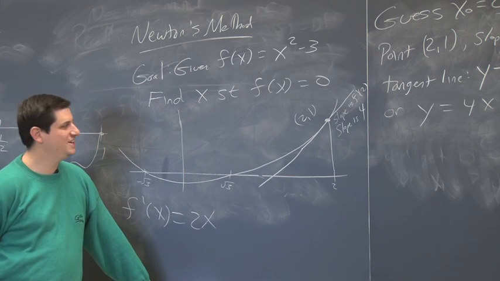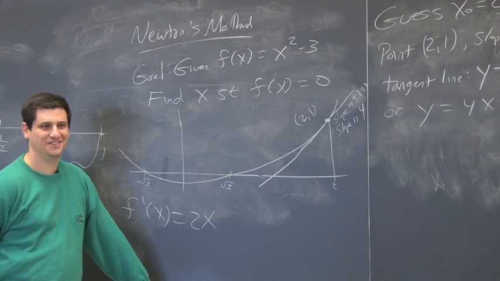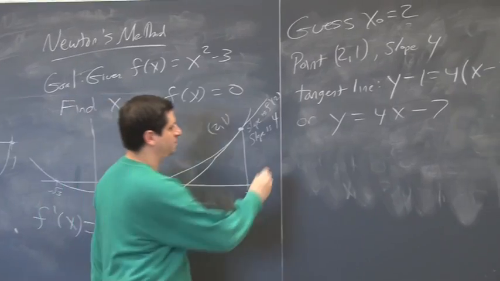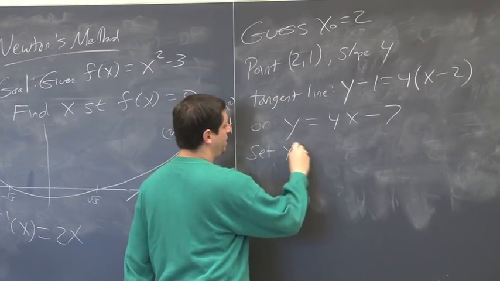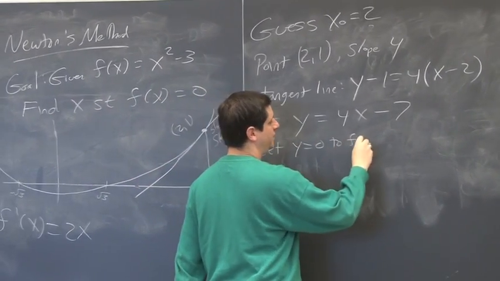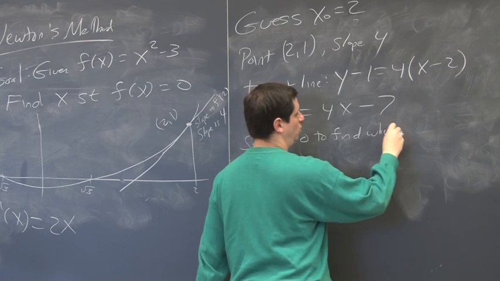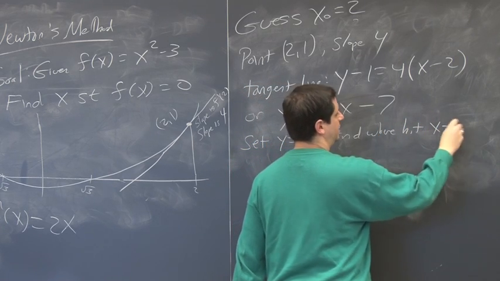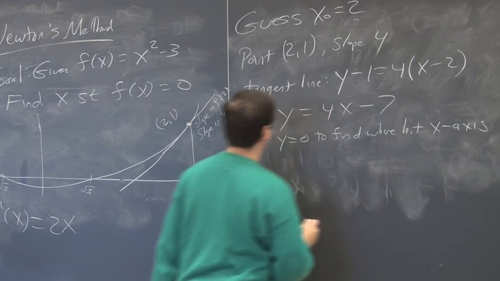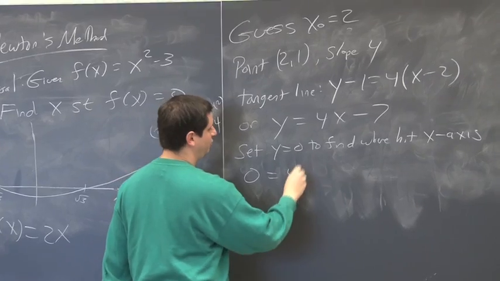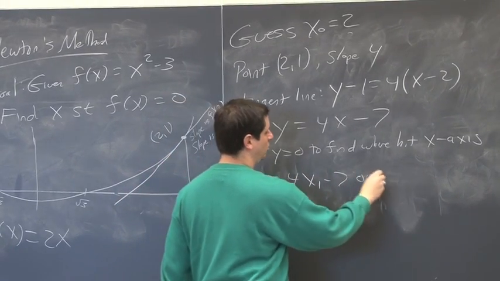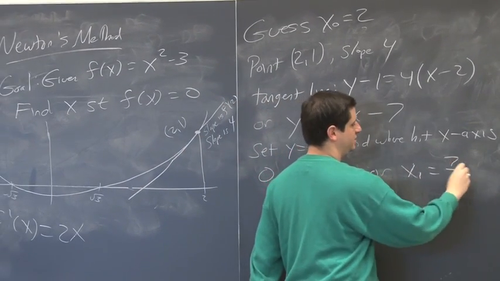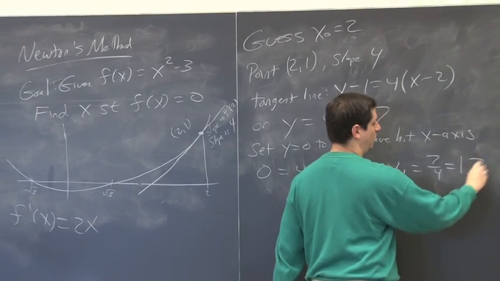So how do we find where it hits the x-axis? Set y equals 0 to find where it hits the x-axis. Great language. All right. So we get 0 is 4x1 minus 7, or x1 is 7/4, which is 1.75.